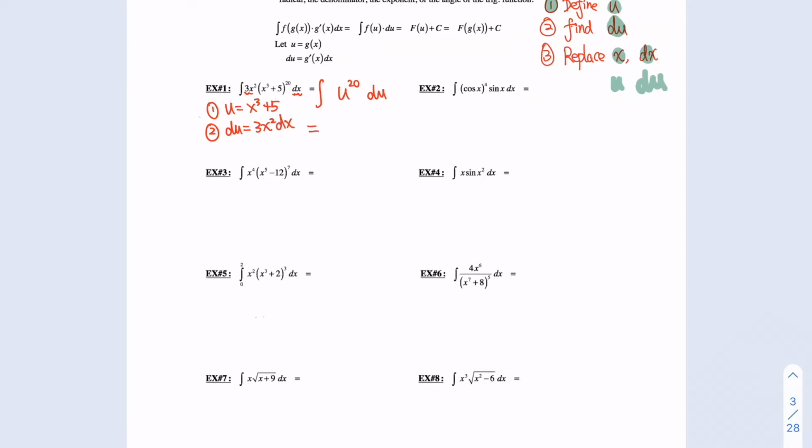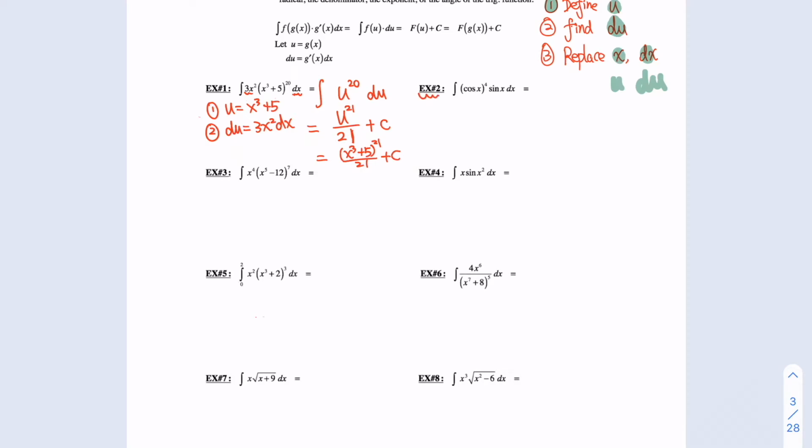Now we can use the power rule. So it's u to the 21st power over 21, plus constant c. Now we plug u back into the equation. It's x cubed plus 5 to the 21st over 21 plus c. Example 3 is very similar to example 1. Let's look at example 2.